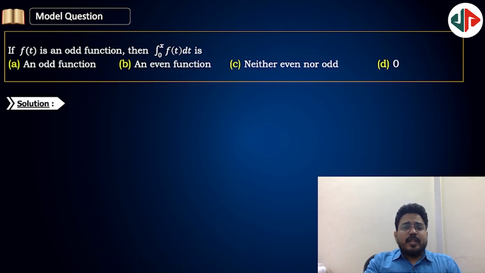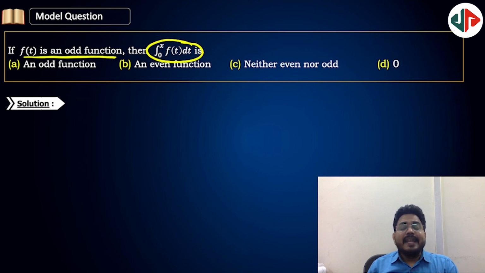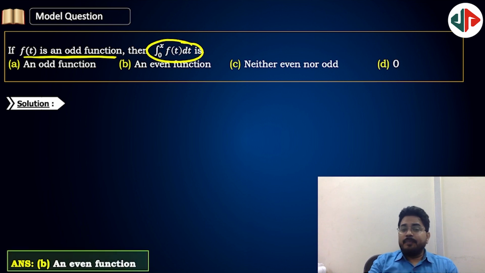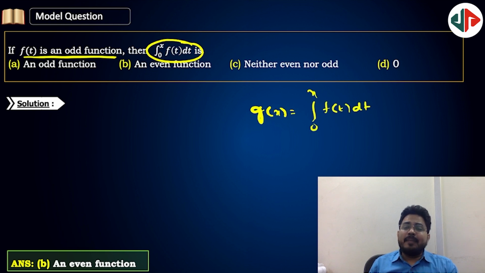Moving to the next question, if f of t is an odd function, its integration will be an even function. The derivative of an even function is an odd function, and the derivative of an odd function is an even function. Similarly for indefinite and definite integration, very simple. If I write g of x is equal to integral 0 to x f of t dt, replace t with minus t or x with minus x, and you are going to get the result. Very simple, the integration of an odd function will be even.